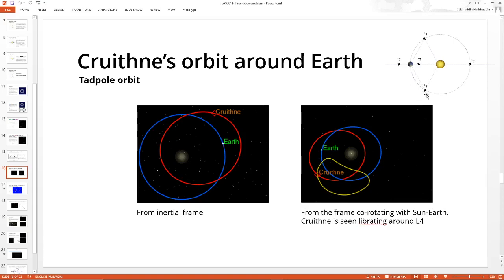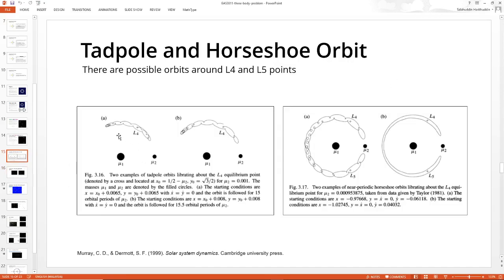Librating means, well, orbit is not really the correct word. We call it librating. It's going around this point here. So that's one cool thing about these Lagrange points. You can actually orbit the points. But the orbit won't look like anything that we've learned before. It looks so weird like this. So what kind of trajectory can happen at L4 and L5? Well, these two orbits: tadpoles and horseshoes.